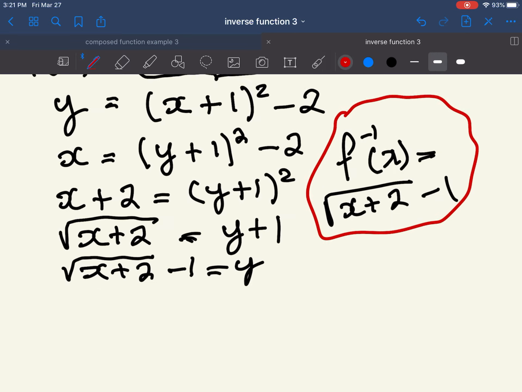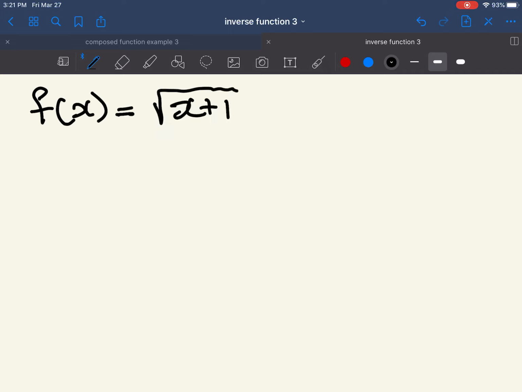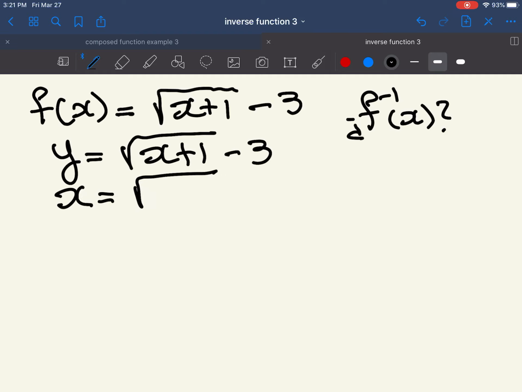Another example. I have now my function f(x) equals the square root of x plus 1, minus 3, and I need to find my inverse. What is the inverse function? Now, I change: y equals square root of x plus 1, minus 3. Interchange, this is x equals square root of y plus 1, minus 3.